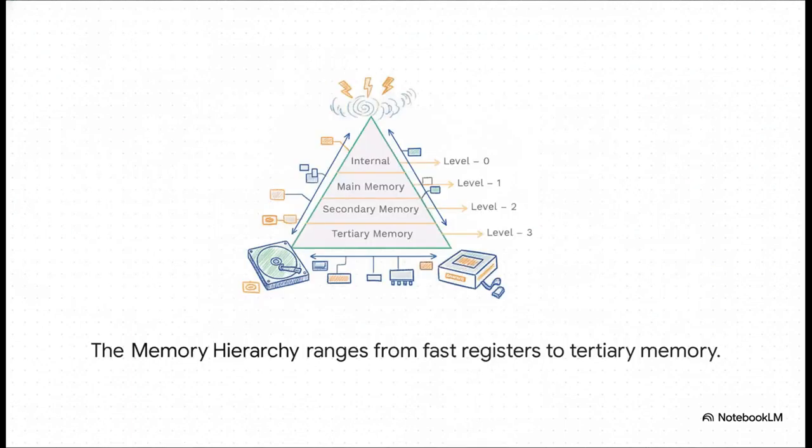But keep in mind, memory isn't just one flat landscape. It's a hierarchy, essentially a pyramid designed around three things: size, cost, and speed. At the very top, level 0, you have internal memory, those incredibly fast but super expensive and tiny registers and cache. Level 1 is your main memory, like RAM. As we move down the pyramid to level 2, secondary memory, like hard disks, and down to level 3, tertiary memory, like tape drives, the storage capacity gets massive and way cheaper, but it also gets significantly slower to access.